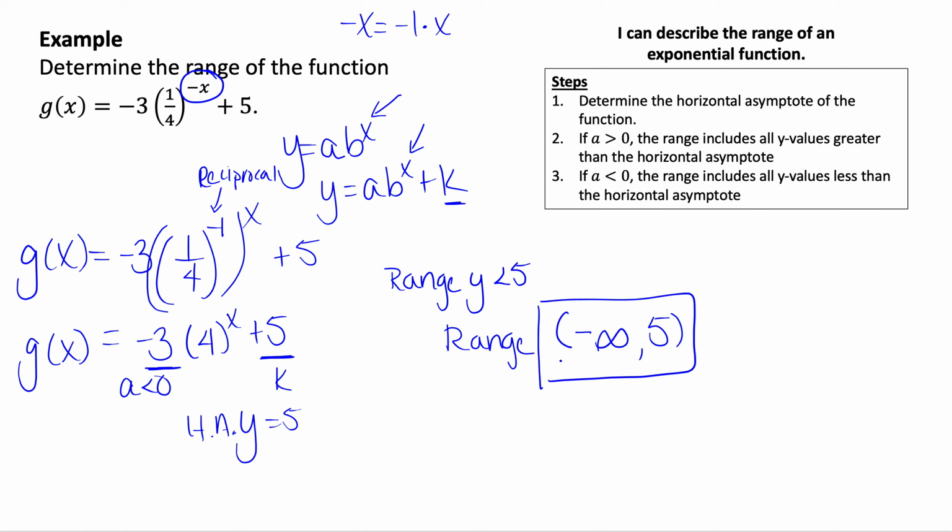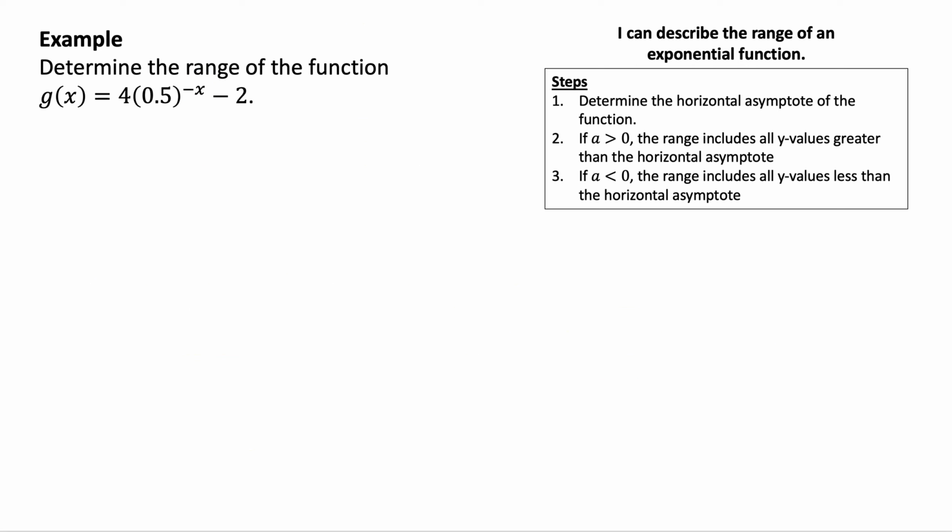So always make sure that your function is in the correct form before you start looking at all of the values that are included. Now let's determine the range of the function g of x equals 4 times 0.5 to the negative x minus 2. Once again, this is not in the right form. We want this to be in y equals ab to the x plus k form, but I have that negative x going on again. So I'm just going to rewrite it.